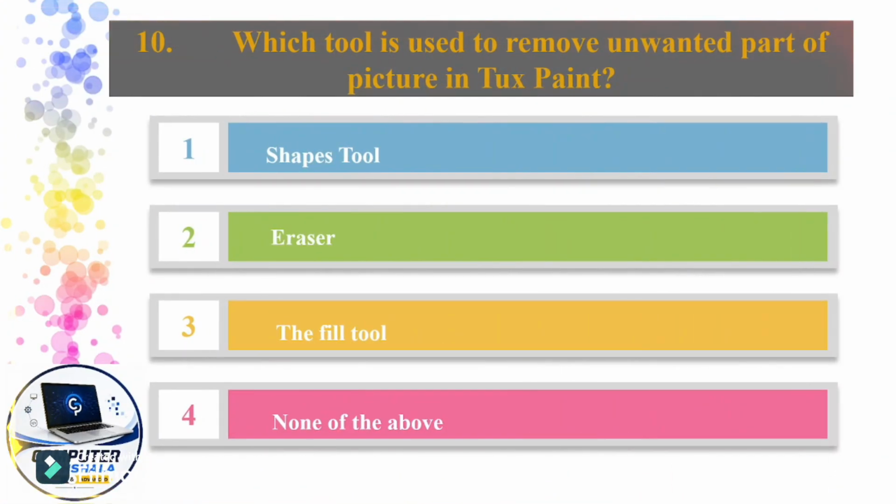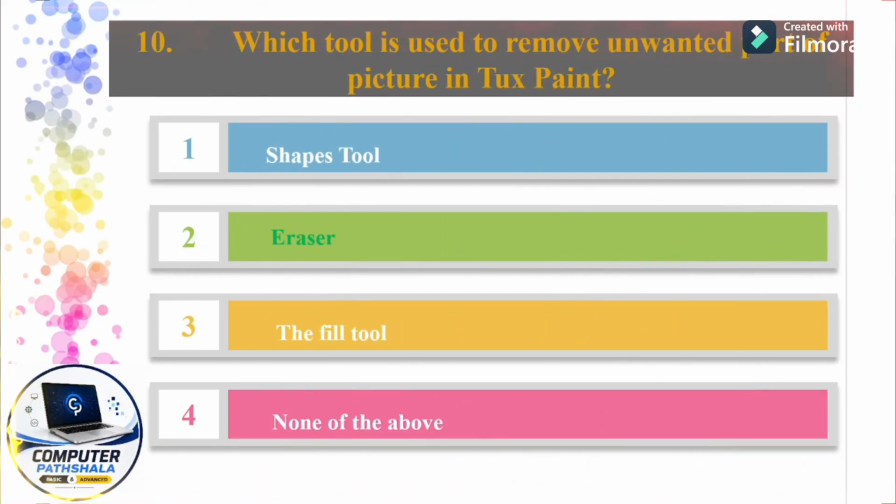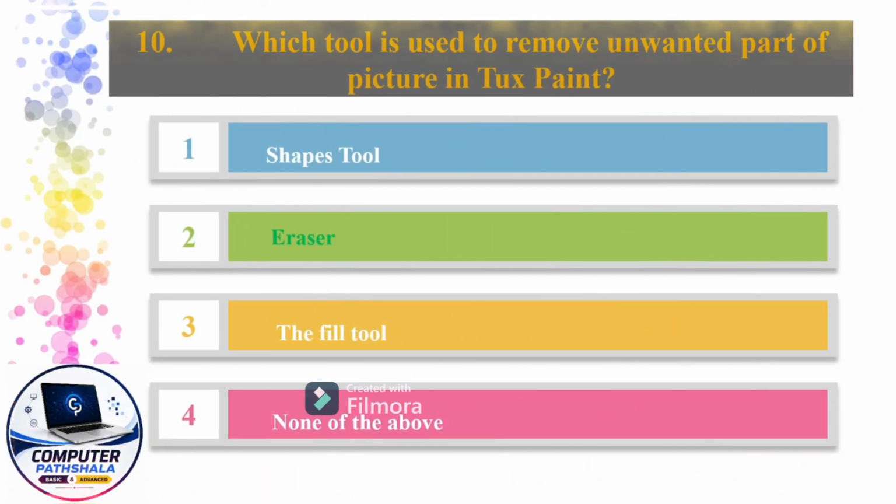Now next question, which tool is used to remove unwanted part of a picture in TuxPaint? See the options. Shapes tool, eraser, the fill tool, none of the above. Think quickly, your timer has started. The correct answer is option 2, eraser tool. The eraser tool helps us remove mistakes and unwanted part of a drawing.